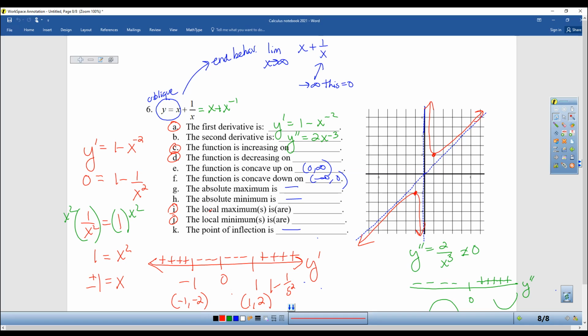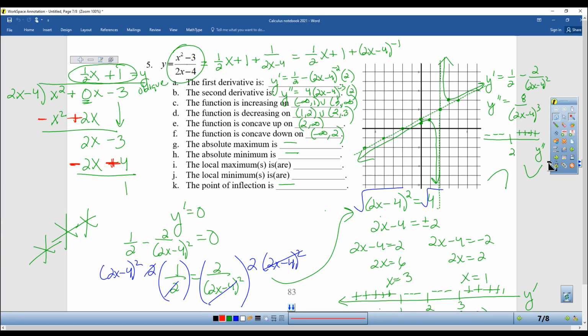All right, I hope that you understood this. I know there's a lot to learn. You guys are doing such a great job. Oh, I'm sorry. I just realized I didn't actually write this down. Increasing from negative infinity to negative 1 and from 1 to infinity, decreasing on negative 1 to 0, union 0 to 1. Its max, as weird as it is, its maximum is negative 2. And its minimum is positive 2.